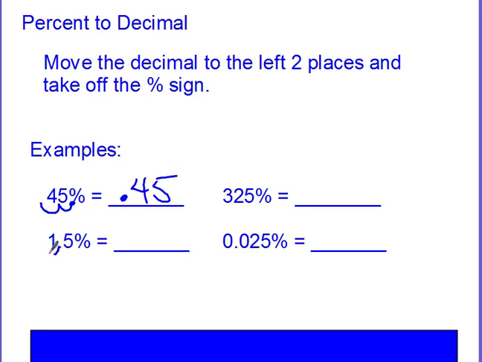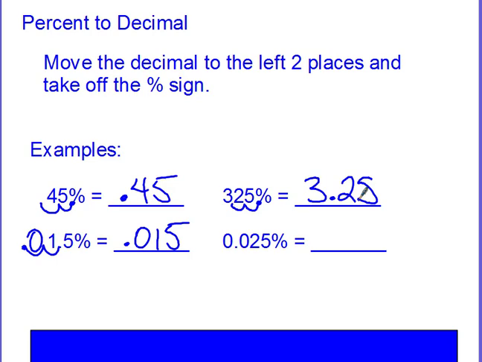1.5%, move the decimal 2 places to the left. And again, any place that doesn't have a number in it, we add a 0. So 1.5% turns into 0.015. 325%, again, here's a number that doesn't have a decimal in it, so we find it at the end. We move it over 2 places, and any percentage greater than 100% will always have a whole number. So in this case, 325% becomes 3.25.